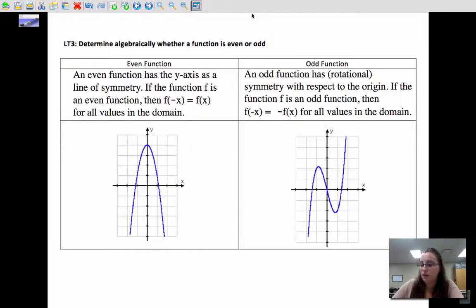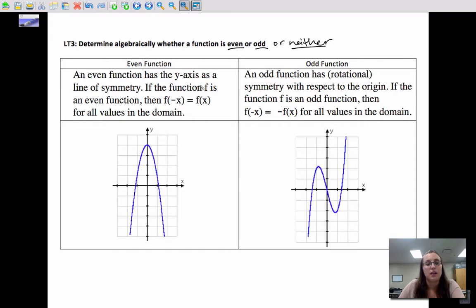All right, so the general idea in this one is that functions can be even or odd, or they can be neither. So I should probably add that to our learning target today. The definition of an even function is a function that has the y-axis as a line of symmetry. So for example, down here I see a parabola, and in this parabola the y-axis is the line of symmetry. So this function would be called an even function.